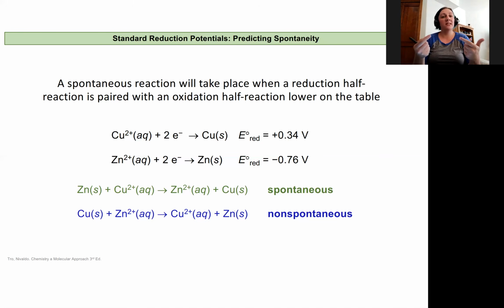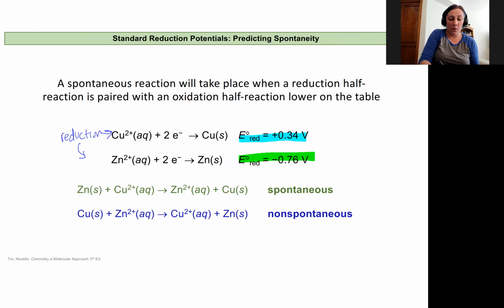It's kind of our go-to. So pulling those standard reduction potential values off of our chart, we know that the copper reduction has a potential of plus 0.34, and our zinc reduction potential has a value of negative 0.76. So when we pair the reduction of copper with a value that's more negative, so our zinc, then we'll have a spontaneous reaction.